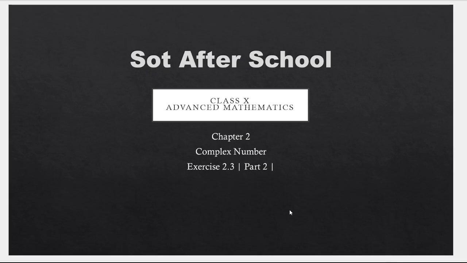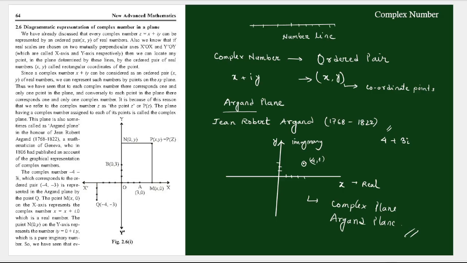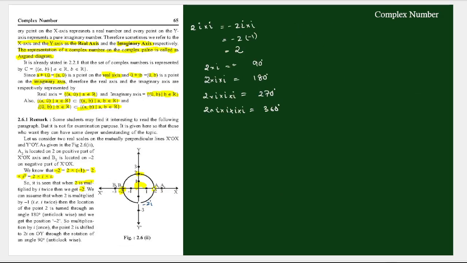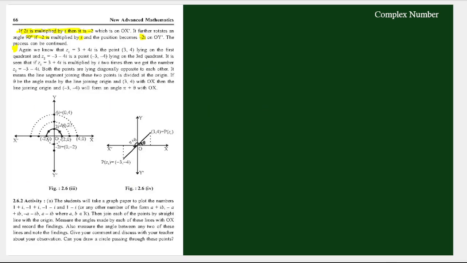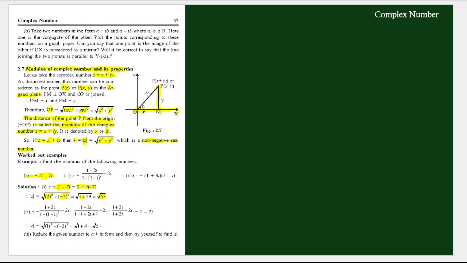So, in the last class, we discussed the concepts related to modulus and its properties, the conjugate and its properties, and then how we show a complex number in an Argand plane. Okay, we have discussed all these things.